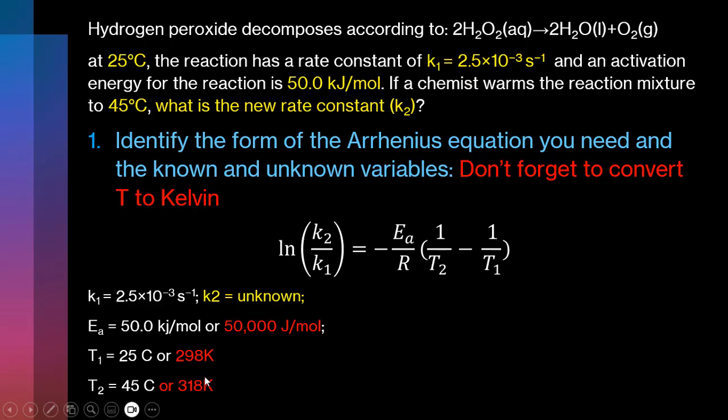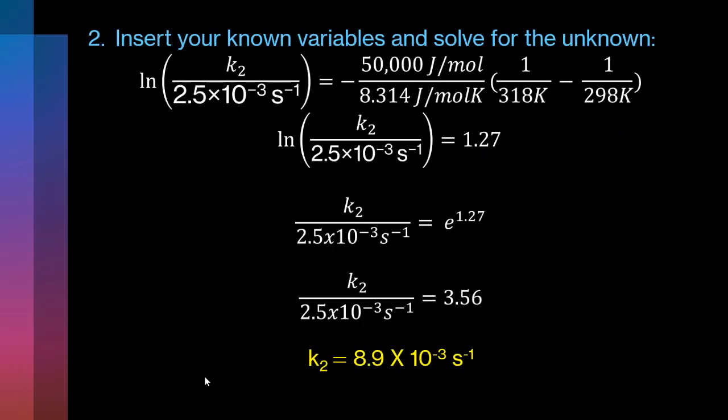Once we've identified all of those unknown and known variables, we can then plug them into our equation and solve for our unknown. So as you can see, we've done that here. So the ln of K2 over K1, which is 2.5 times 10 to the minus 3 inverse seconds, is equal to the energy of activation over that R constant times 1 over T2 minus 1 over T1. If we simplify the right side of that equation, we should get 1.27 is equal to ln of K2 over 2.5 times 10 to the minus 3.